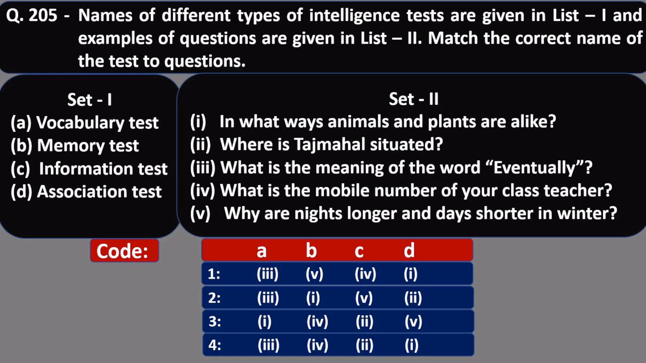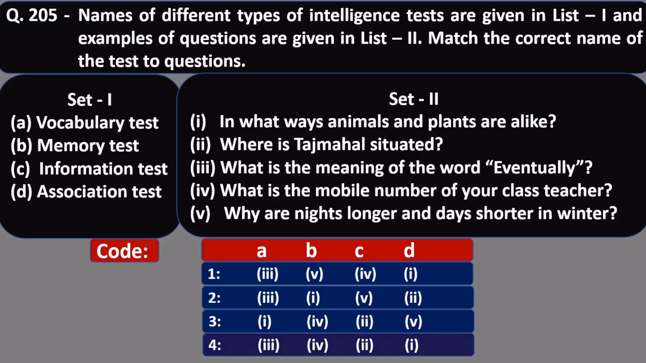Now see in set 2. Question 1. In what ways animals and plants are alike? Means this question is associated with association test. Question number 2. Where is Taj Mahal situated? Here the information is asked. So it is information test. What is the meaning of the word eventually? Simply, it is vocabulary test. What is the mobile number of your class teacher? Simply, it is memory test.